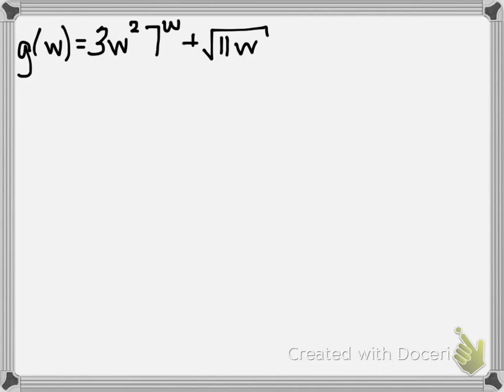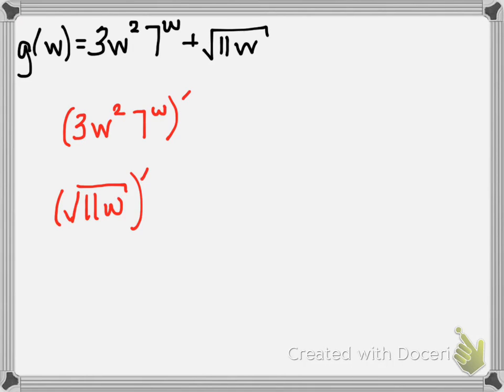So to do this, you need to use the sum rule to find the derivative. The sum rule says that the derivative of g is equal to the derivative of 3w squared times 7 to the w, and then you add that to the derivative of the square root of 11w. So let's do that. We're going to find each derivative separately.